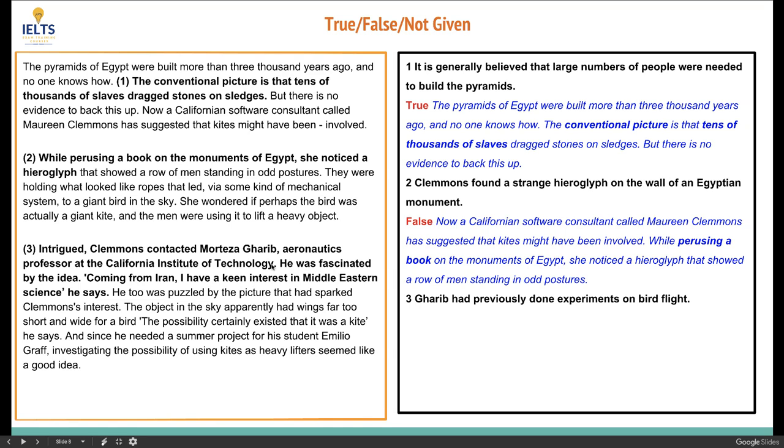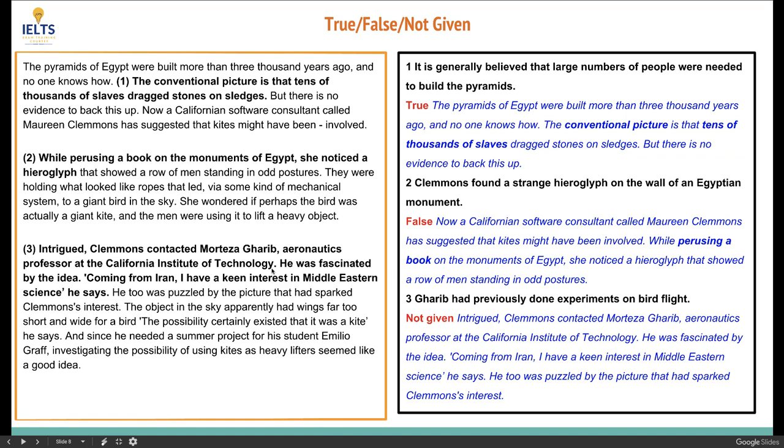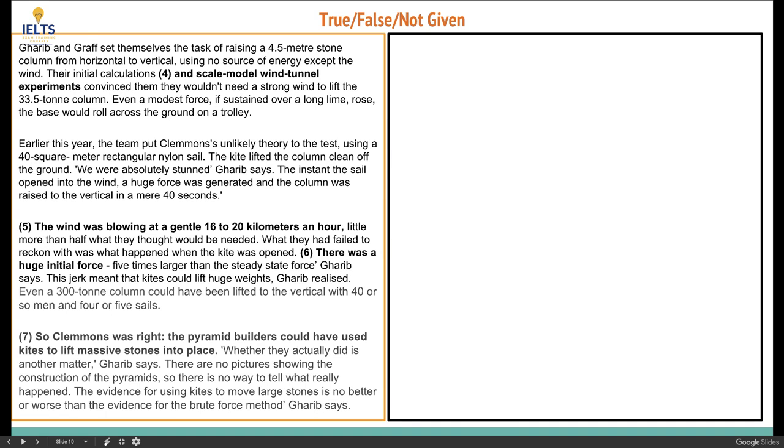Does it tell us that he did not do experiments? No, it doesn't tell us yes or no. And therefore, the answer is not given. Let's move on. Question 4.